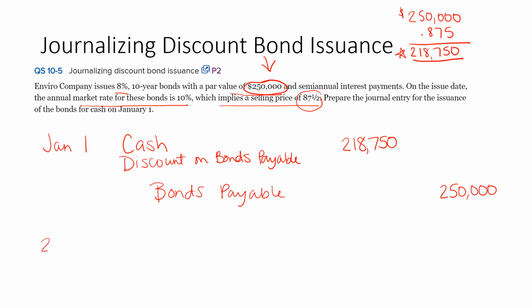So if we take the $250,000, that's the face value or par value, subtract the amount of cash that was actually received, which is $218,750, that will give us a difference of $31,250. And that's the amount that will be debited to discount on bonds payable, so that then our transaction, our journal entry, will balance.